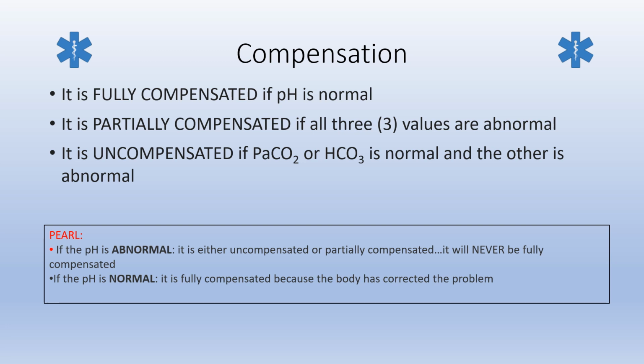Here's one to take note of. If it's fully compensated, the pH has to be normal. Has to be normal. If it's partially compensated, all three values are going to be in an abnormal column. Nothing will fall into the normal section. And then if they're uncompensated, if your carbon dioxide or your bicarb is normal and the other is abnormal, then they're going to be uncompensated. So a little pearl here. If the pH is abnormal, it cannot be fully compensated. It has to be either uncompensated or just partially compensated.